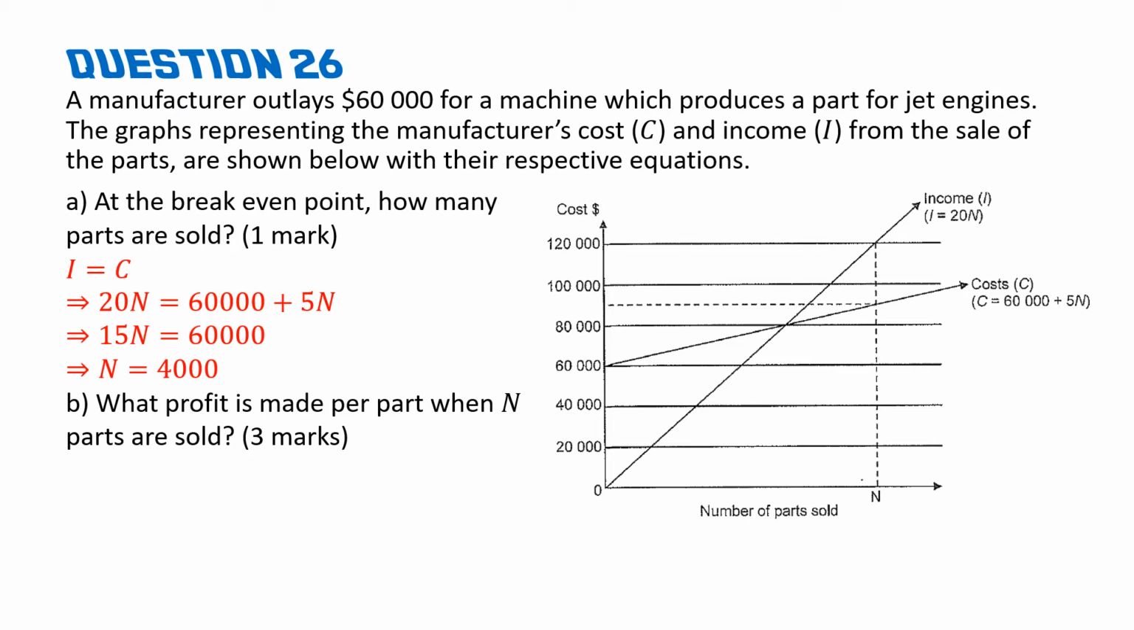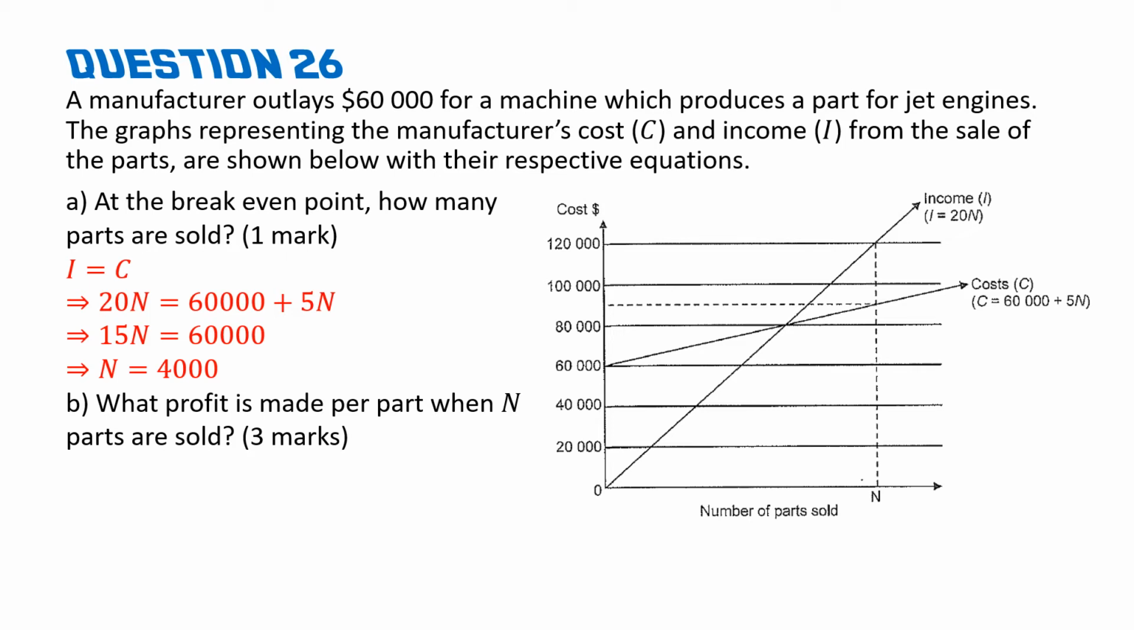So for part B, what profit is made per part when N parts are sold? So we can see N with the dotted line that goes up. We want to know what's the profit that's sold. So what's the gap between our cost line and our income line? Now we can nicely read off the graph that our income when we sell N parts is going to be 120,000. We can't really read off what our costs are going to be. It looks like it's between 80,000 and 100,000, so it could be 90,000, but it might not be. But realistically, that's what it looks like.